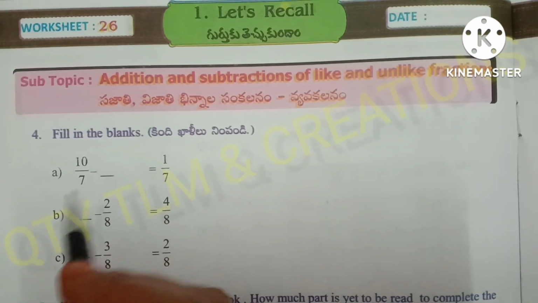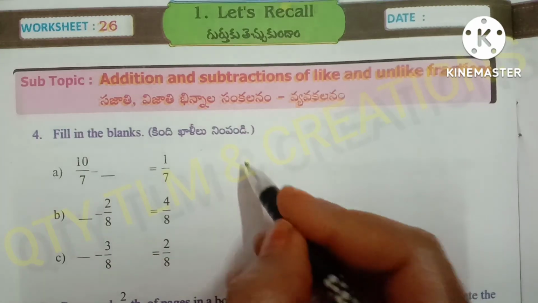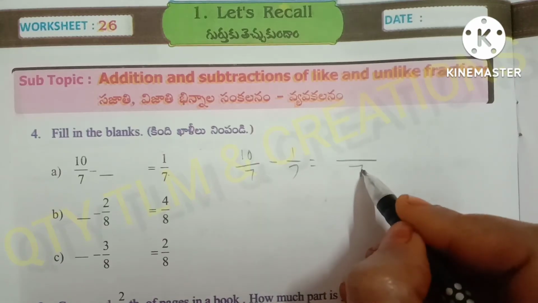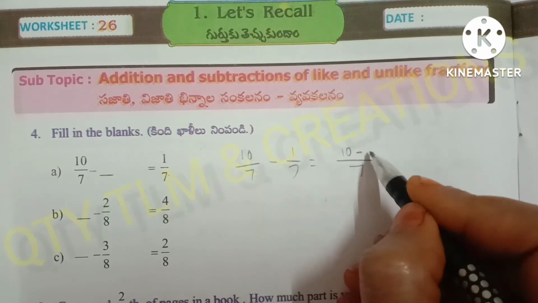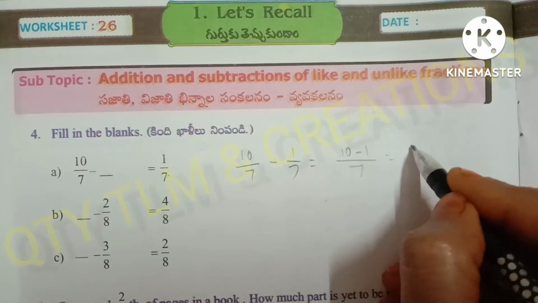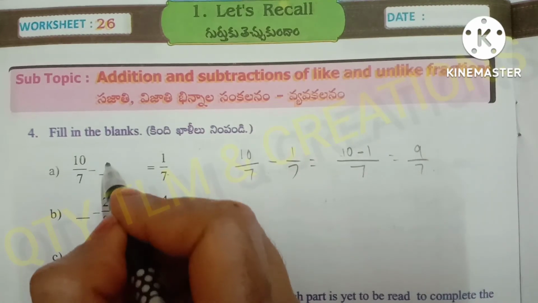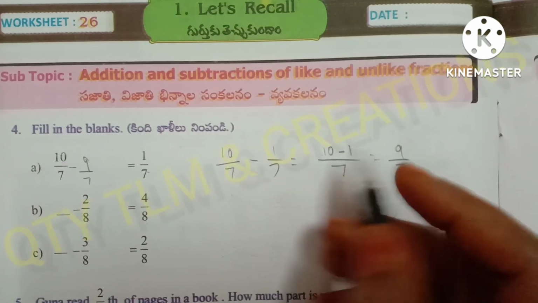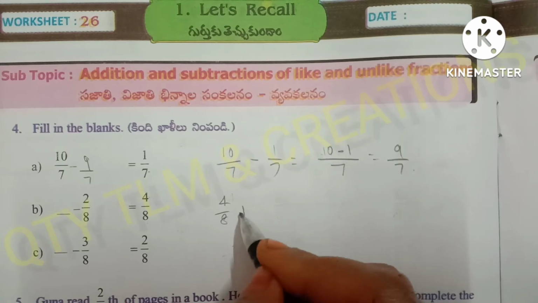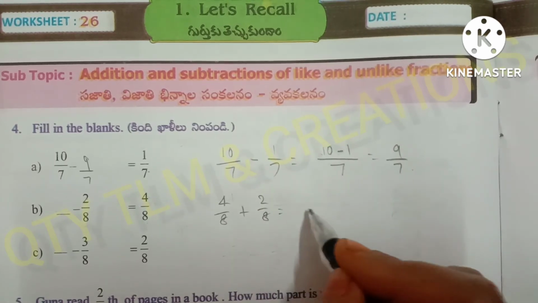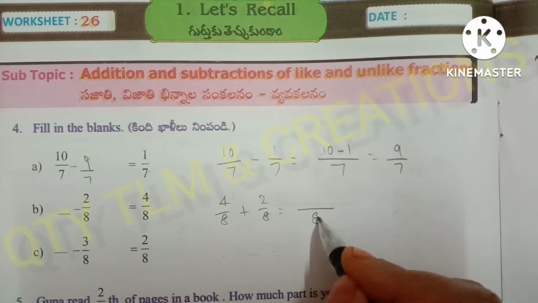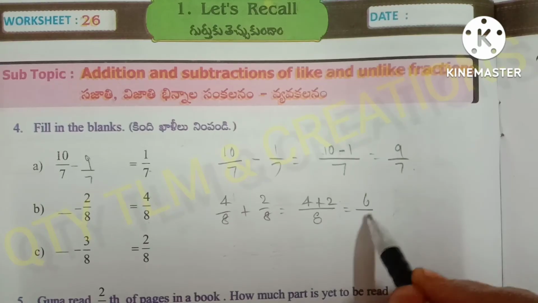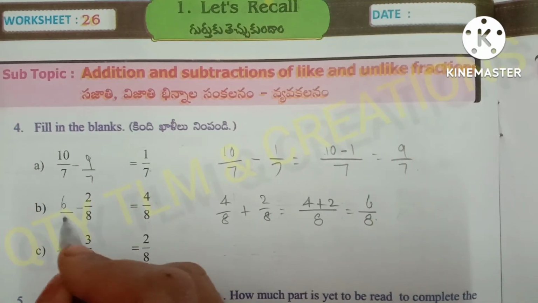Next question, filling the blanks. A, 10 by 7 minus dash. So here we have to subtract from 10 by 7, 1 by 7. Here the denominator is the same, so we subtract the numerators only, 10 minus 1 equals 9 by 7. So we have to write 9 by 7 here. Next, B, dash plus 2 by 8 equals 4 by 8. Here we have to compute 4 by 8 minus 2 by 8. So the common denominator is 8. We subtract the numerators, 4 minus 2. We get 2 by 8. So here we have to write 2 by 8.